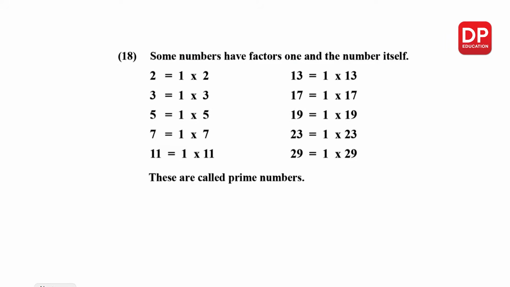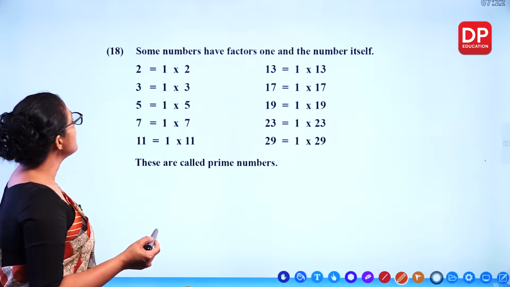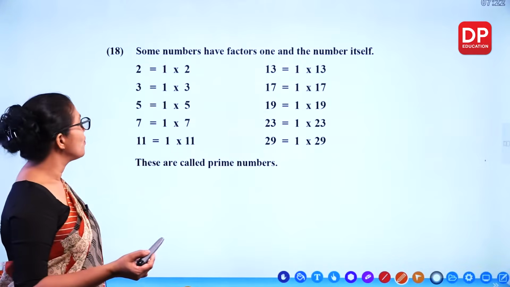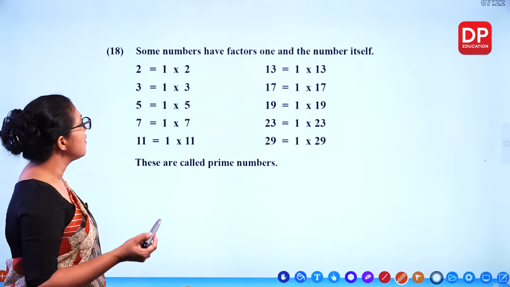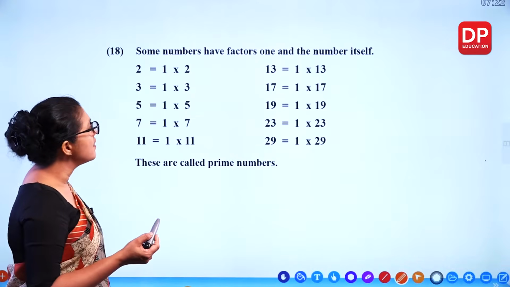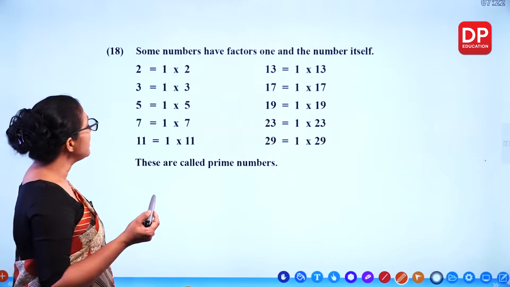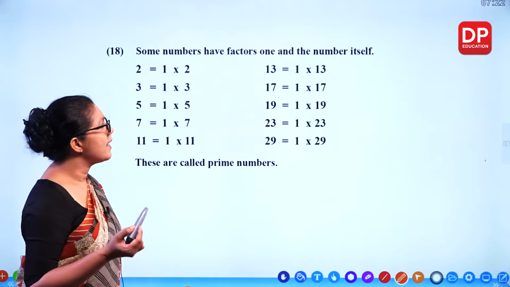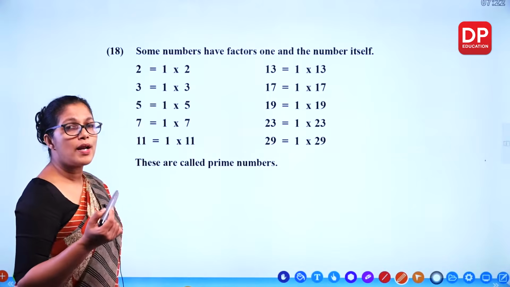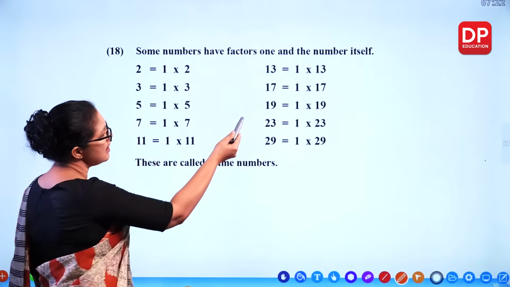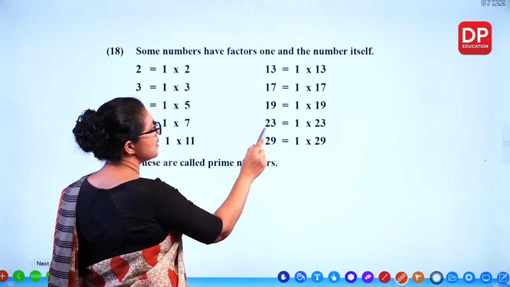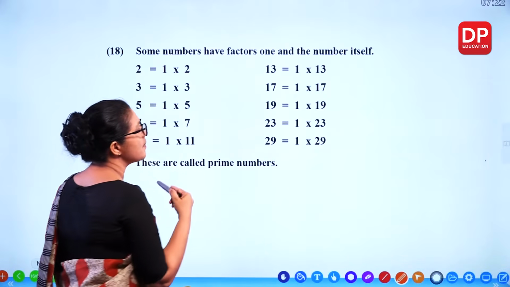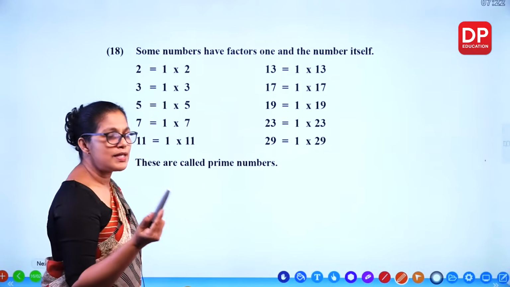Some numbers have factors 1 and the number itself only. Look at these numbers. 2, only 1 and 2. 3 is 1 and 3. 5 is 1 and 5. 7, 1 and 7. And 11, only 1 and 11. 13, also 1 and 13. 17, 1 and 17. 19, 1 and 19. 23, 1 and 23. 29, 1 and 29.